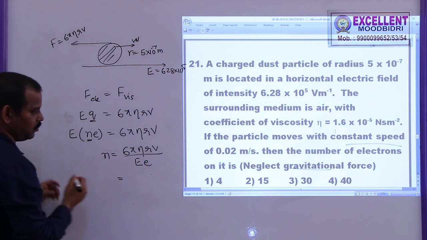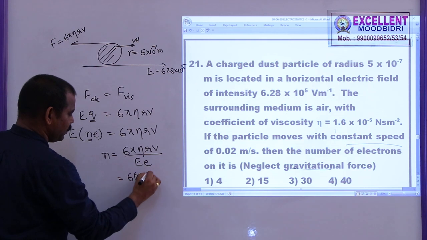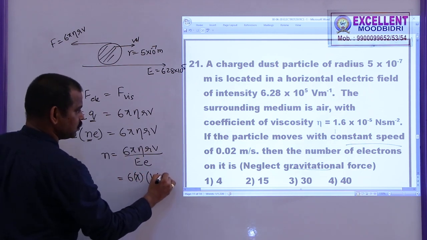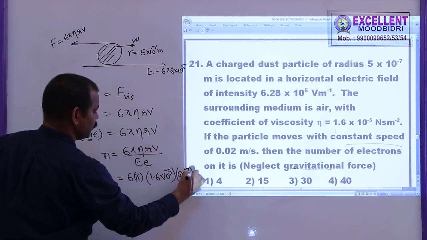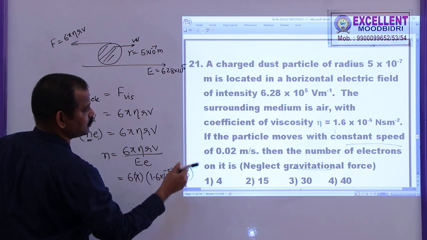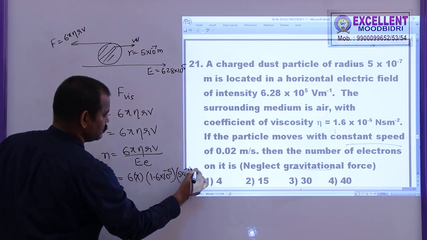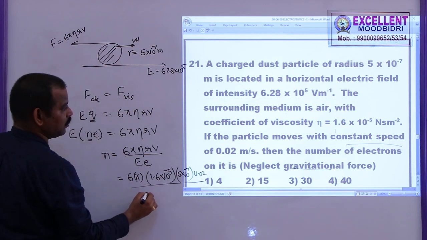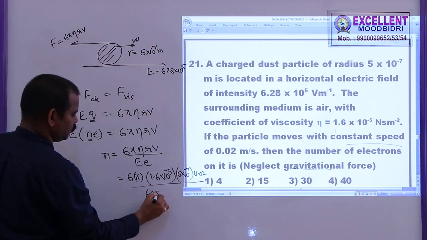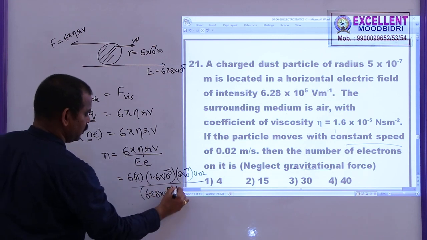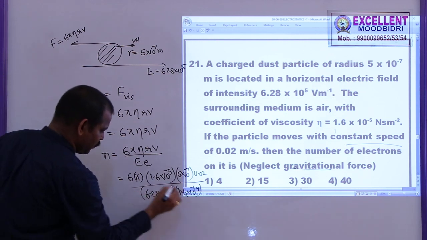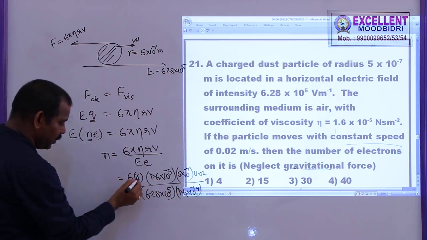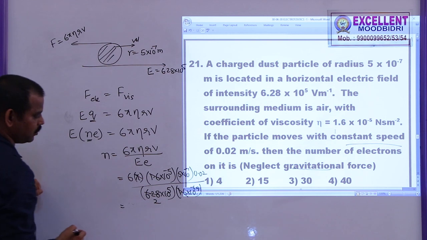Now let me substitute the values. 6 pi eta is given as 1.6 into 10 power minus 5, radius 5 into 10 power minus 7, and the velocity is given as constant speed 0.02, divided by the electric field strength 6.28 into 10 power 5 and the electric charge 1.6 into 10 power minus 19. Here you can see 1.6 cancels. Pi value 3.14, so 3.14 into 2 is 6.28, you can cancel this one.